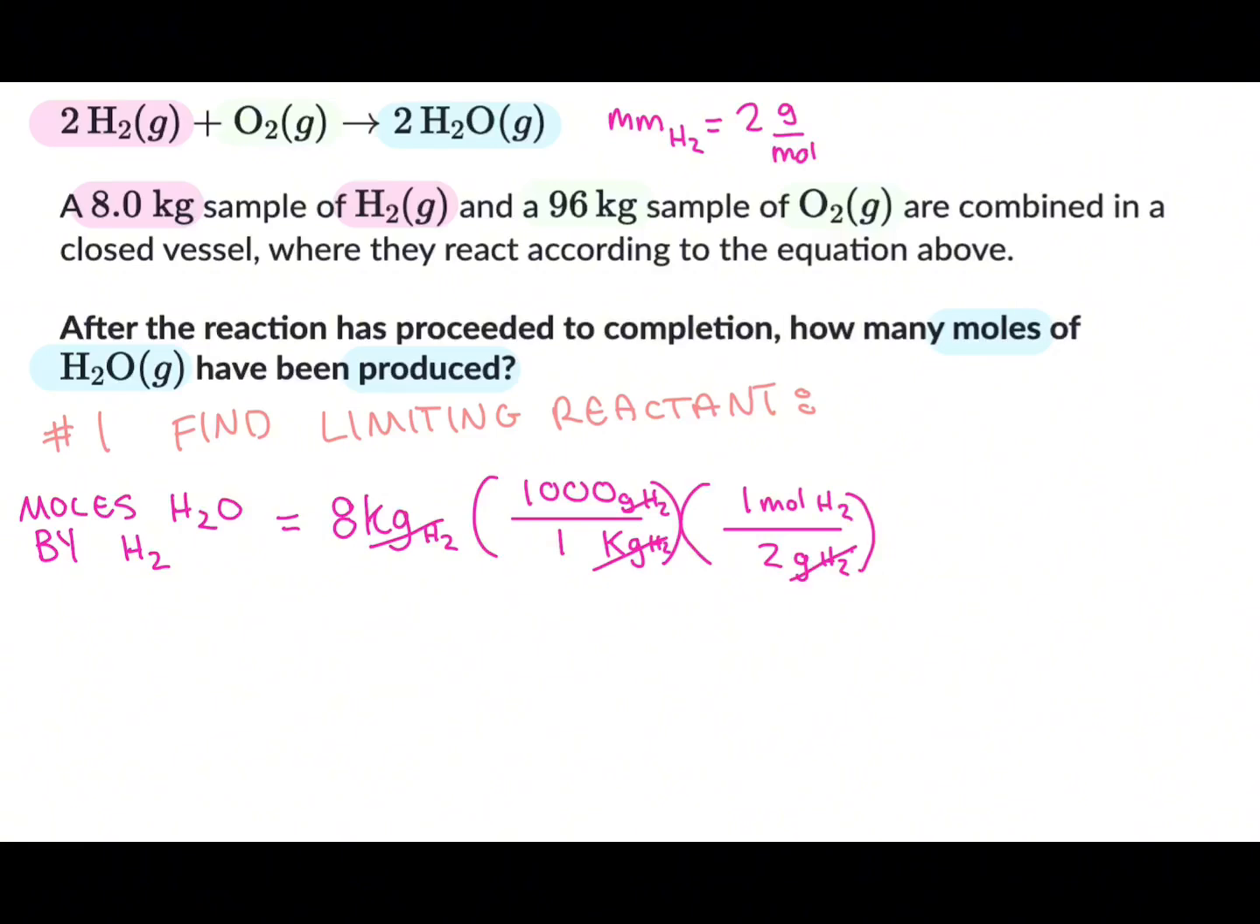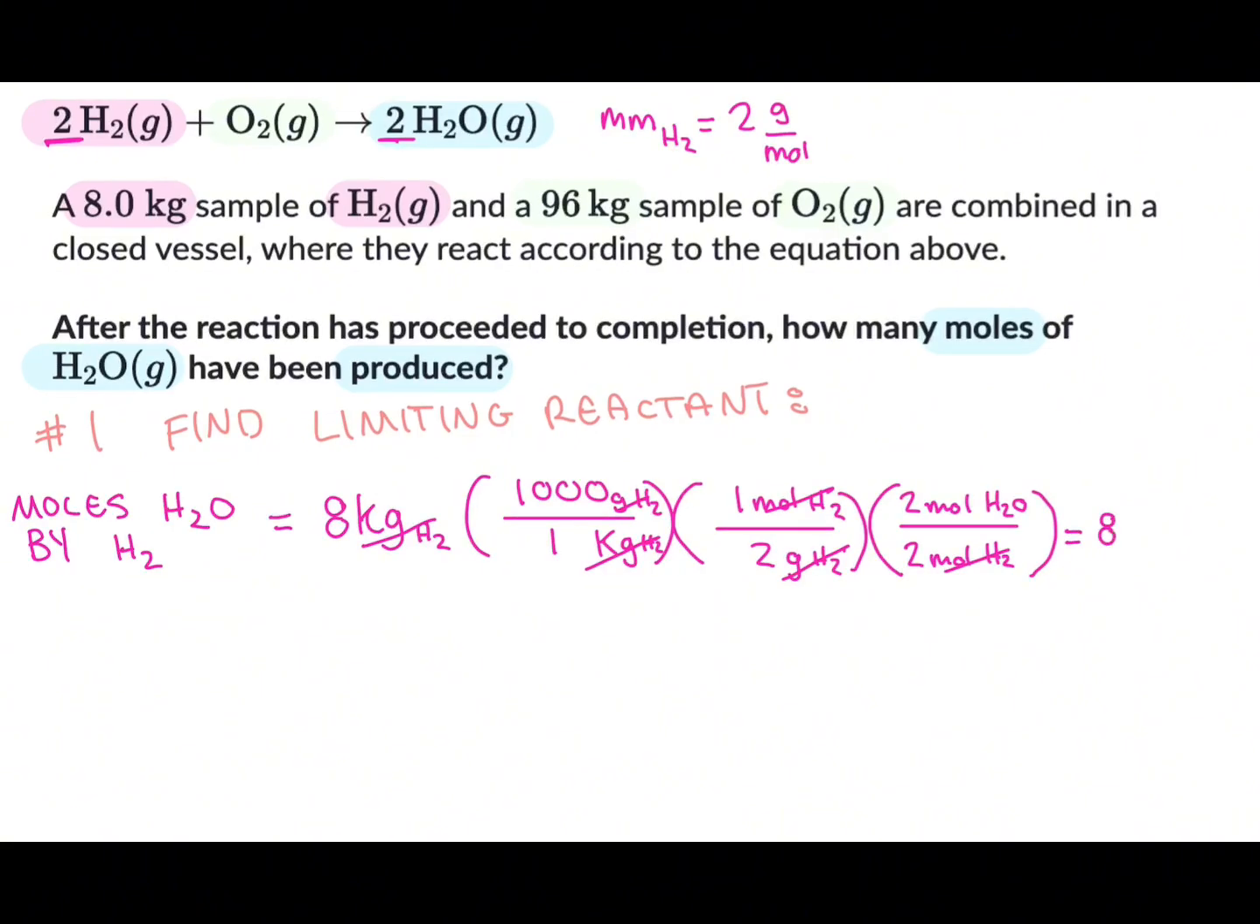Lastly, we're going to go from moles of H2 to moles of H2O according to the coefficients in the balanced equation. And this is 2 to 2, which is equivalent to 1 to 1, but we're going to write it in the brackets so we know that we haven't missed that. And cancel the moles of H2 and we're left with H2O. And then multiply everything together, and this results in 4,000 moles of H2O produced from the hydrogen.